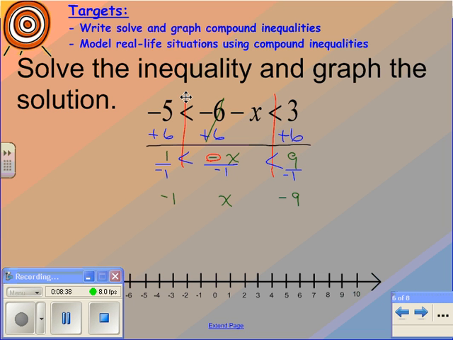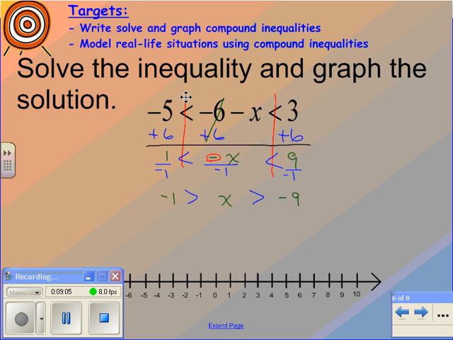But I still have to bring down my inequality symbols. But since I divided by a negative number, I have to flip them over. So I'm going to put greater than here, and I'm going to put greater than there. Okay. Now, we want to rewrite our inequality with the smallest number on the left-hand side. So I got to flip this whole thing over.